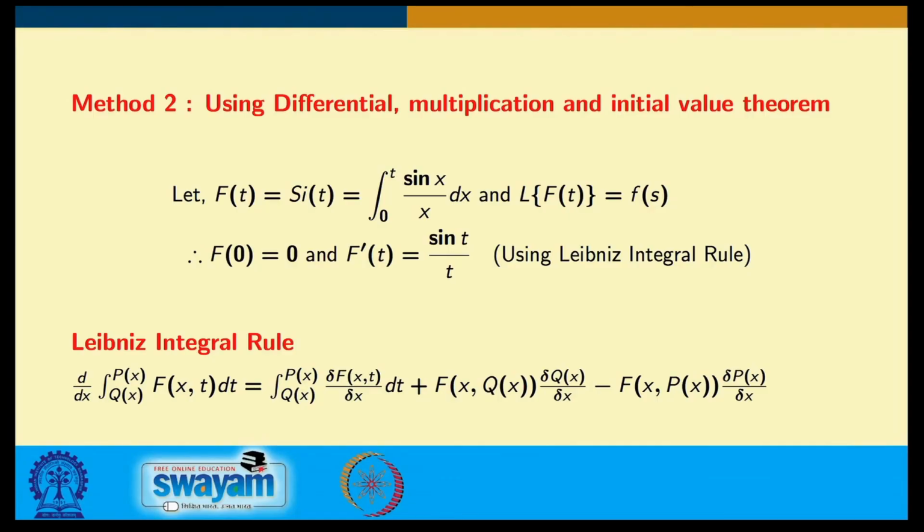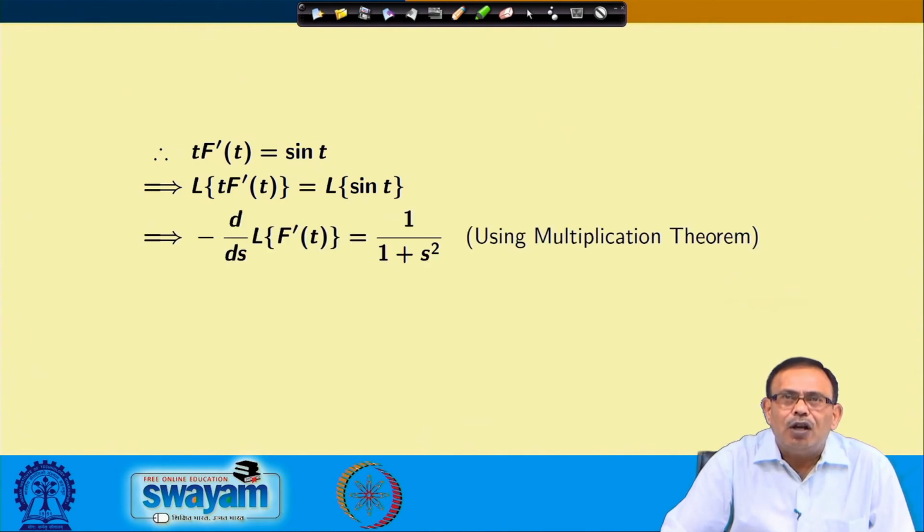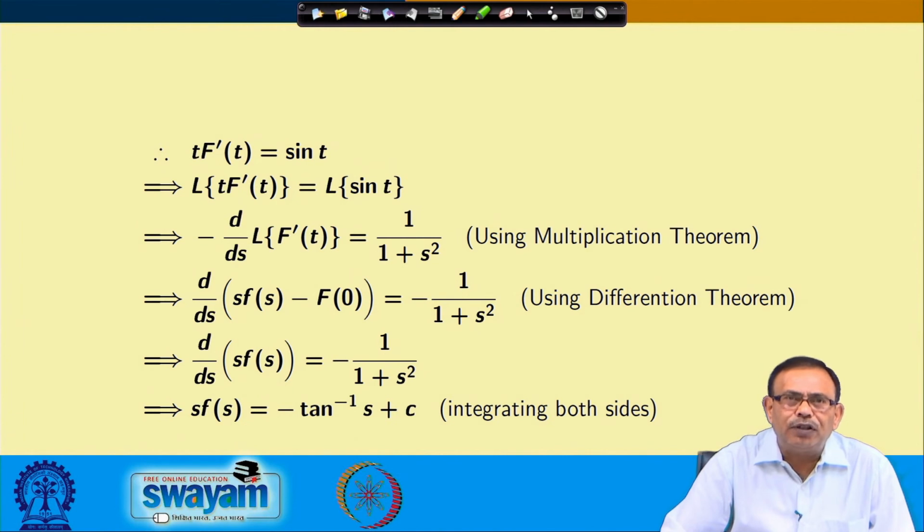If you see quickly, your f(t) is this. Using the Leibniz integral rule you can obtain f(0) and f'(t). The Leibniz rule I have written; those who have forgotten can check it afterwards. From here t f'(t) equals sin t, so Laplace transform of t f'(t) equals Laplace transform of sin t. Using the multiplication theorem you write this, then using the differentiation theorem, Laplace transform of f'(t) is s F(s) minus f(0), and from this you obtain s F(s).